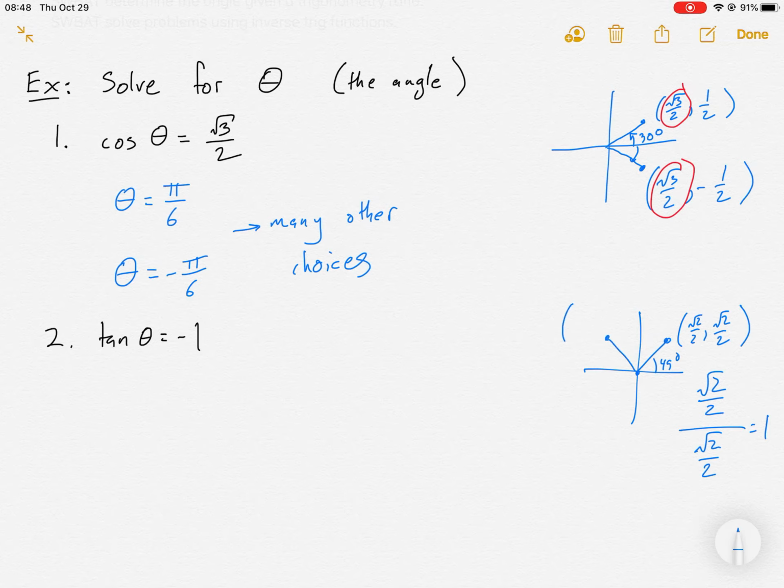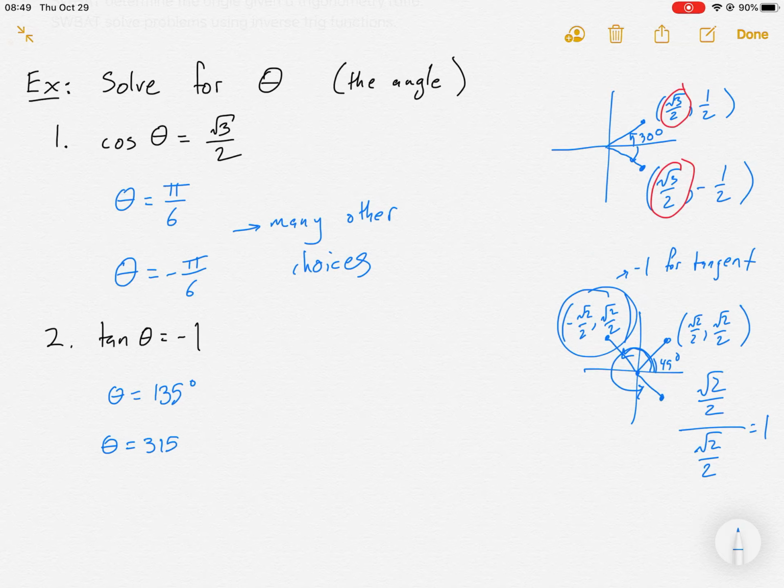Over on this side, however, it's going to be negative root 2 over 2. Feel free to double check your unit circle on this as well. And so in this one, we would end up with negative 1 for tangent if we divide those. So you might say, well, I know that tangent equals negative 1 at whatever that angle is, which comes out to 135 degrees. Or over here, we're also going to get negative 1. So if you look on your unit circle for that one, you should end up with 315 degrees for that. And again, there's many other choices as well.